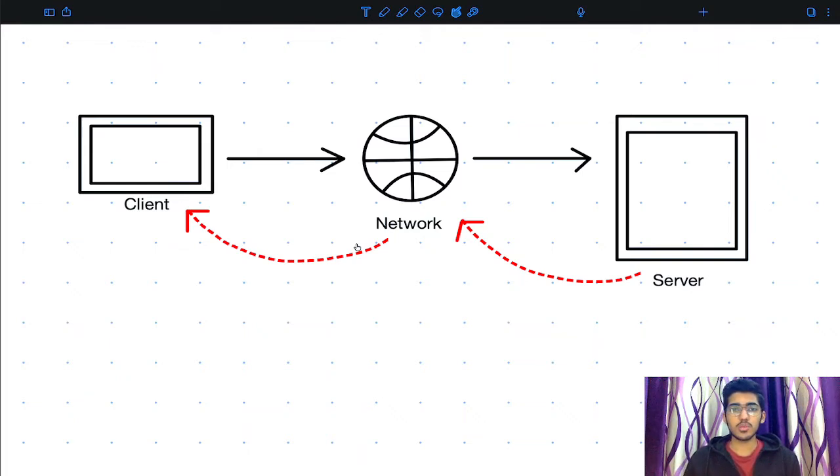Now, how do they do this? How does a client locate the server and a server locate the client back? This is done through the use of IP addresses. Through IP addresses, a client can find that server, and after the request has been processed, that server is able to send back the information to the client. So an IP address works like an address for the client and for the server itself.